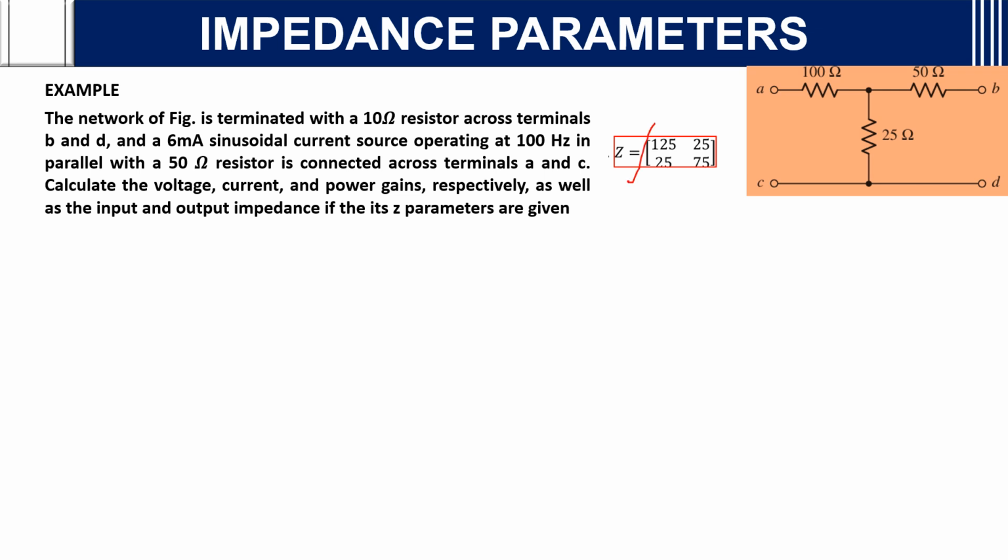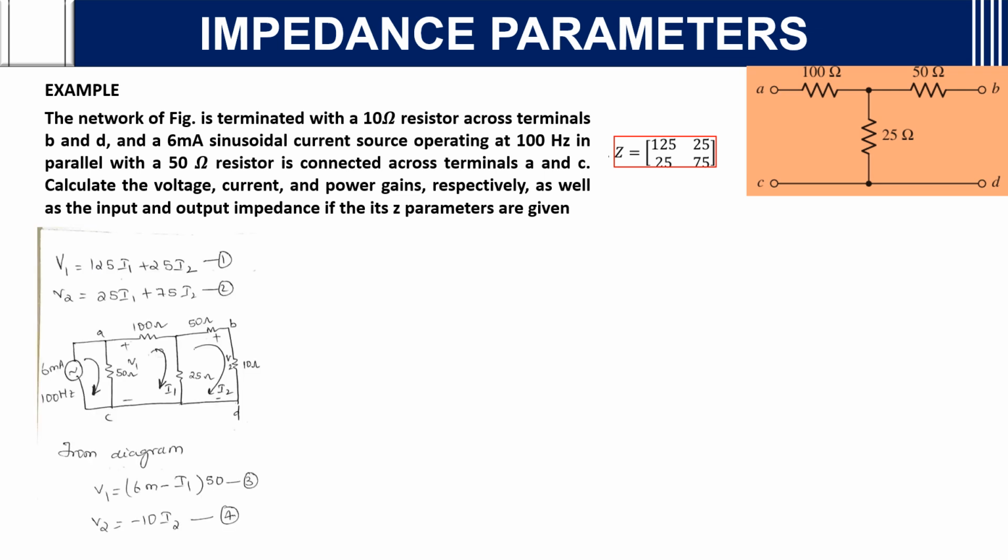What we need to do is find the voltage gain, current gain and power gain. We'll see how to do that. Initially, in the question, see what they have given. First, write this in the form of equations. V1 is equal to Z11 I1, that is 125 I1, plus 25 I2, where 25 is Z12. Z21 is 25, Z22 is 75. So V2 is equal to 25 I1 plus 75 I2.